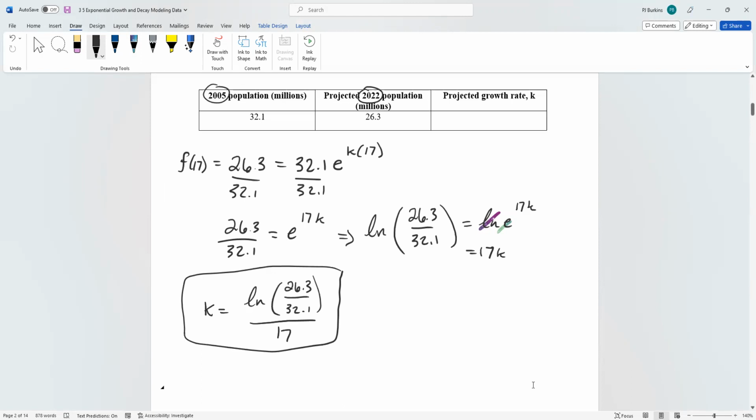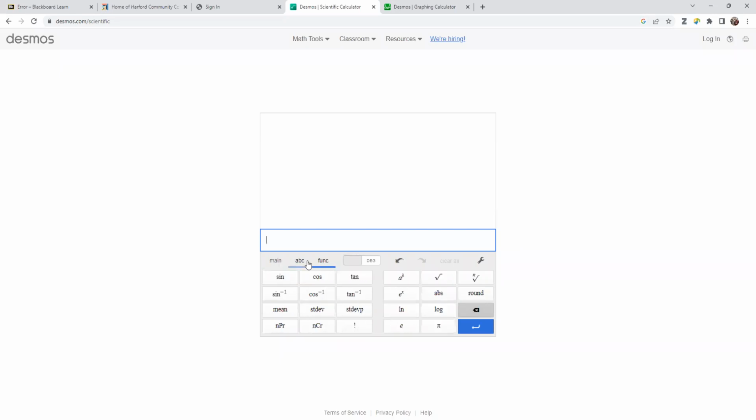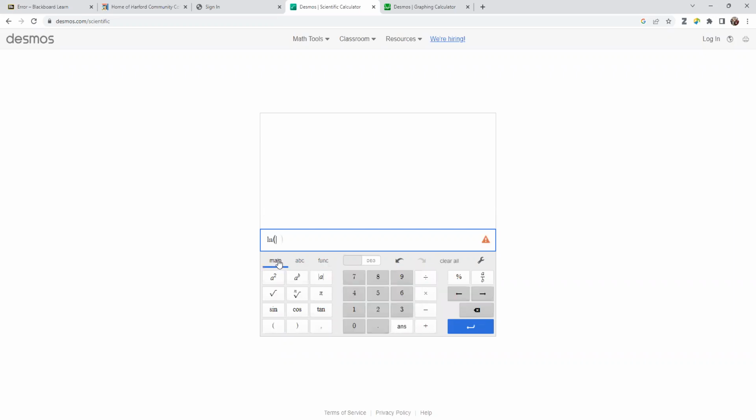So let's hop over once again and see what this gives us. So I need a natural log. So let's find that first. Here's natural log. And then it was 26.3, I believe, by 32.1. Let me just double check that. Yep. And then the whole thing divided by 17.